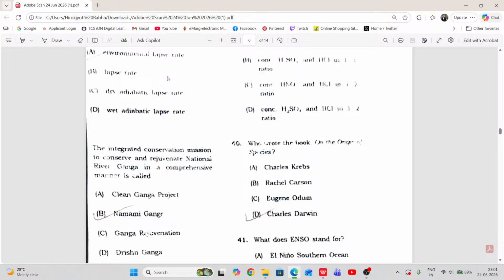Aqua regia is a very strong acid made by mixing HNO3 and HCl. Who wrote the book On the Origin of Species? Charles Darwin. What does ENSO stand for? El Niño Southern Oscillation. Reverse osmosis is a type of cross-flow filtration system.